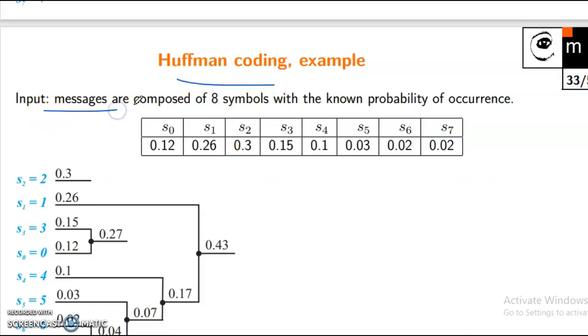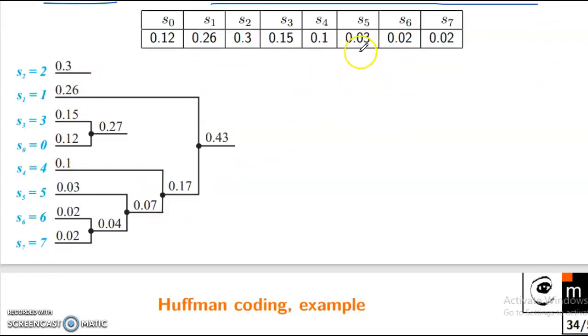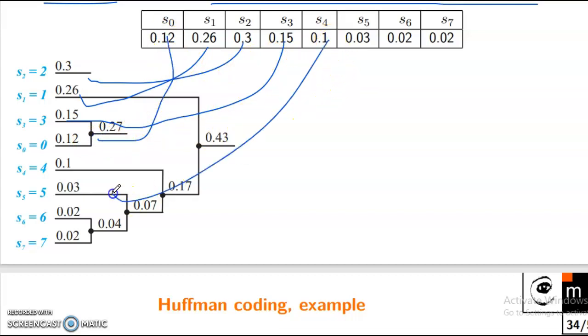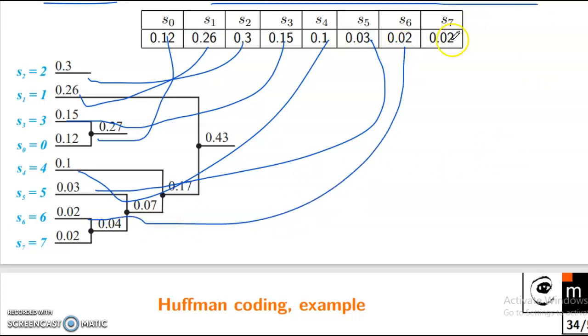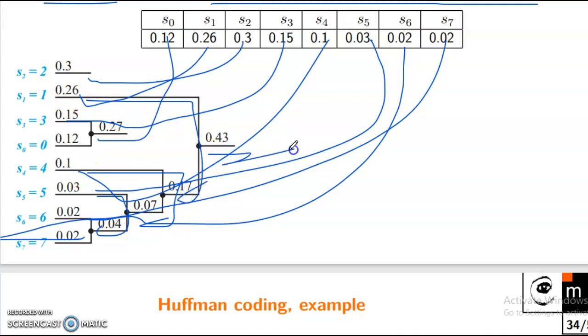Huffman coding example: messages are composed of 8 symbols with known probability of occurrence. 0.3, 0.26, 0.15, and then 0.12, and then 0.1 for S4, 0.03 for S5, S6, S7. Combining these successively, we get 0.4.